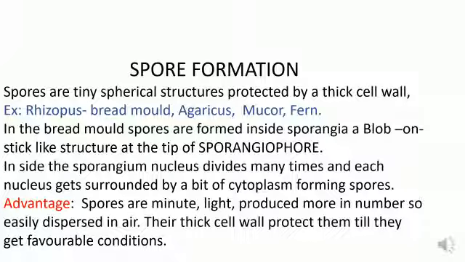And what is the advantage of this spore formation? Spores are minute and light, and that's why they can easily fly in the air, and they are also produced in large numbers. That's why they easily disperse in the air, and they have a thick cell wall which is made up of chitin. Chitin, did you remember? The fungal cell wall is made up of chitin. So this chitinous cell wall will protect them till they get favorable conditions. So that's why whenever you keep a bread piece moist, or a little water droplets are there, and if you cover it, immediately the fungus will grow. So spore formation, example bread mold.